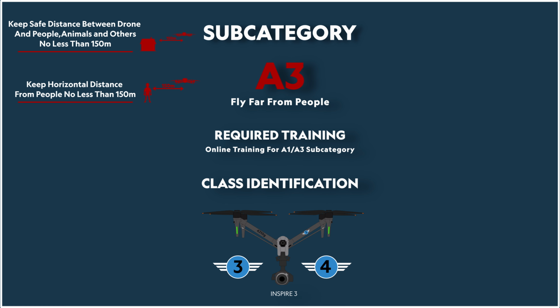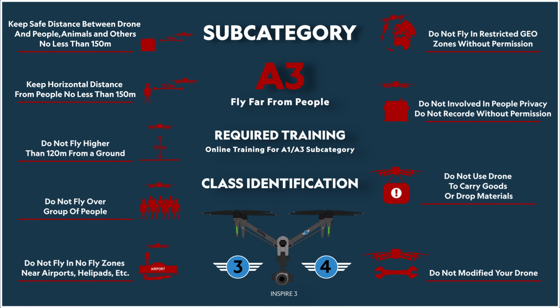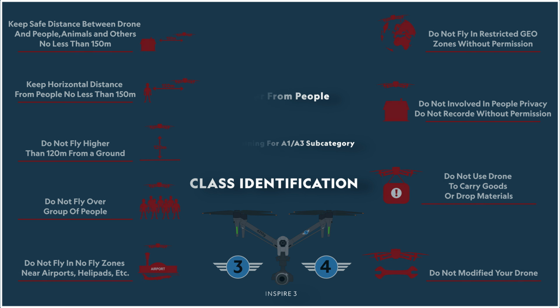Keep a safe horizontal distance from people, minimum 150 meters. Do not fly over 120 meters from the ground. Do not fly over groups of people. Do not fly in the no-fly geozones near the airports or helipads. Do not fly in restricted geozones without permission. Do not involve yourself in people's privacy and do not record people without permission. Do not use a drone to carry goods or drop materials, and do not modify your drone.